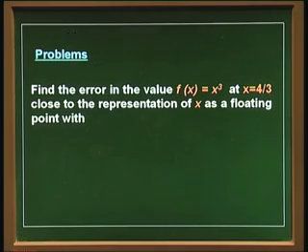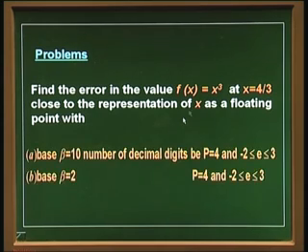Okay, so now we should look at some problems which are listed here. You can just try to find the error in the value of x cube at x given 4.0 by 3.0, and then you could approximate it with different representations. This floating point here, 4 by 3, right? So it's 4.0 by 3.0. You could approximate it with different floating point representations and compute the errors. Okay, that's one example which you should try.